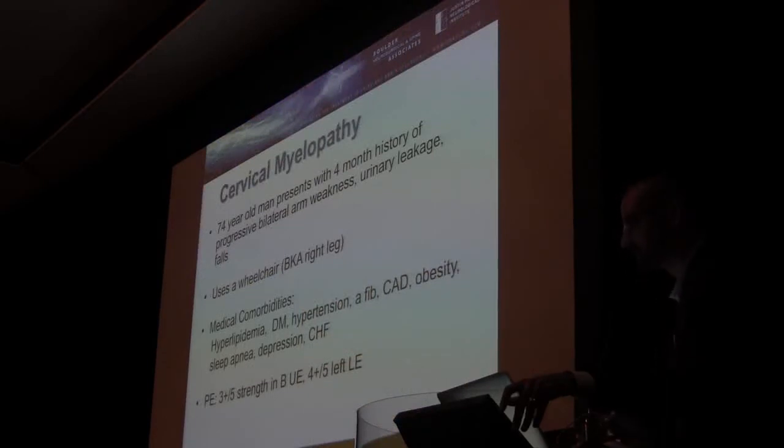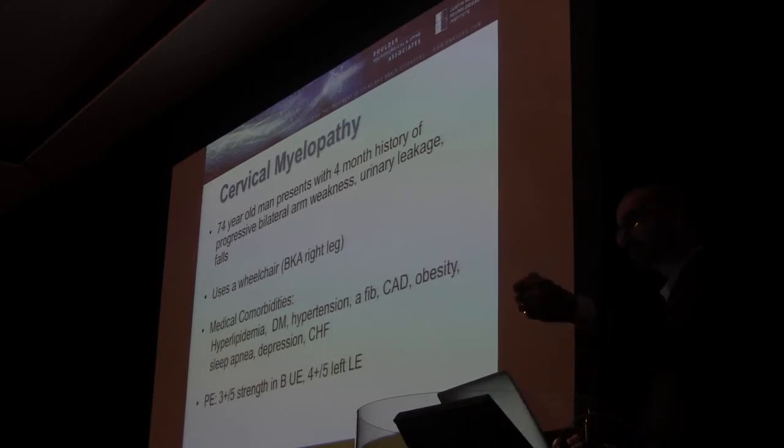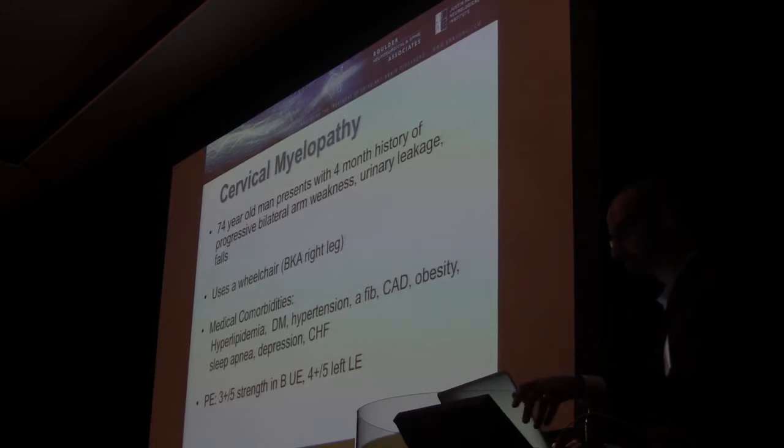Cervical myelopathy, we see a ton of this. A 74-year-old guy presented with progressive weakness and urinary leakage. He was using a wheelchair. He had lots of medical comorbidities. He relies on his left hand to be able to use his motorized wheelchair, but he was losing function of his hands, in which case he's essentially becoming a slow quad.